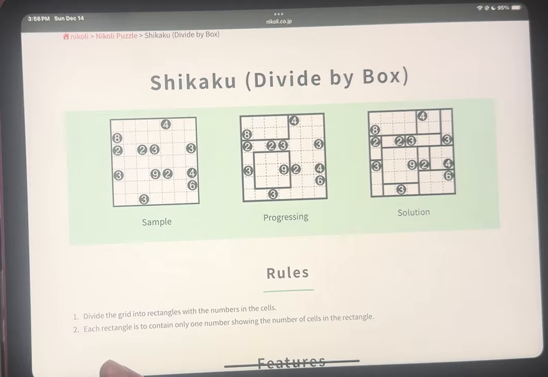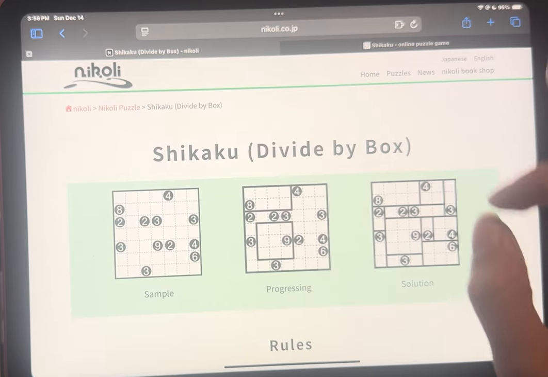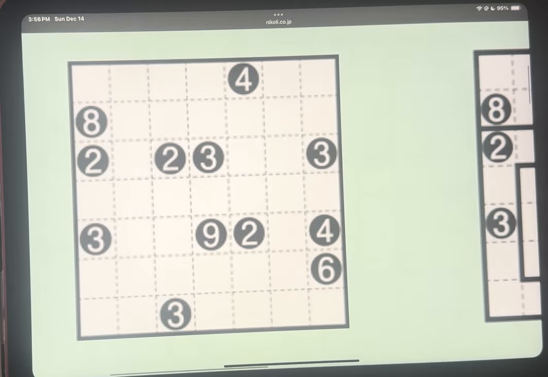Here are some more rules. Rule number 1, it says, is divide the grid into rectangles with the number in the cells. And then rule number 2 is each rectangle is to contain only one number, showing the number of cells in the rectangle. So now, let me show you an example before we practice the problem.